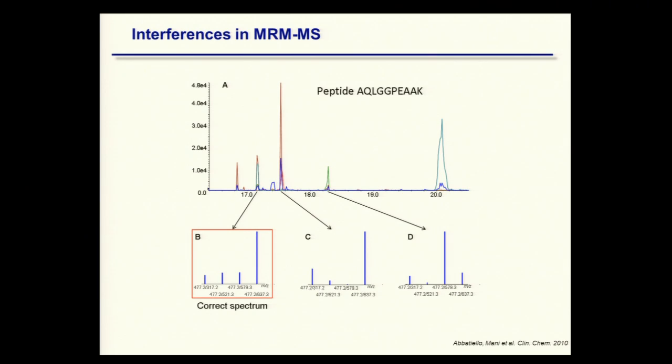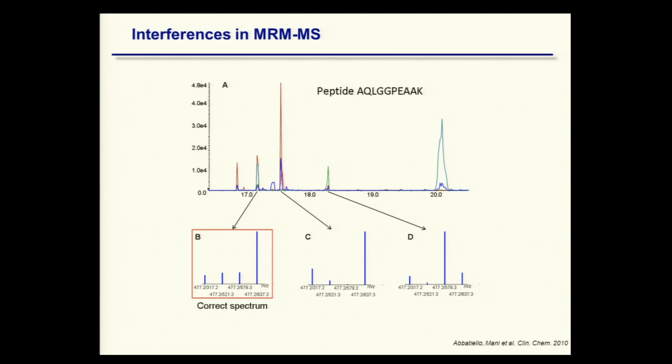So for example, in this case, we are monitoring 4 different transitions for a particular precursor ion. And here it's plotted about 3 or 4 minutes of this chromatogram, where we are monitoring 4 transitions. And you can see there are a number of peaks here. Now, we need to know which one is the peptide of our interest. Why do we have a number of peaks? Because most of the time, our sample is very complex. So there are a lot of interferences in the sample.